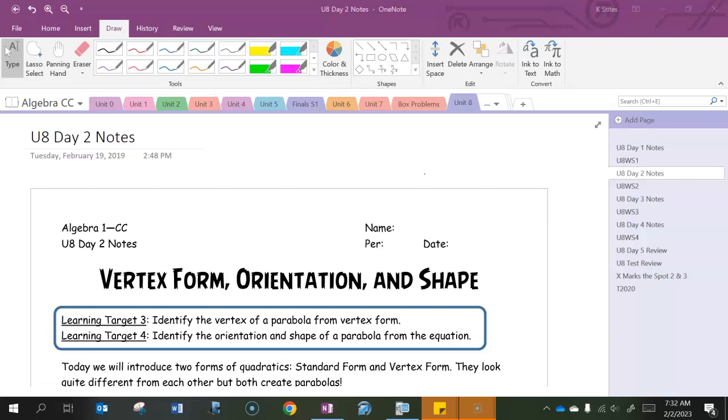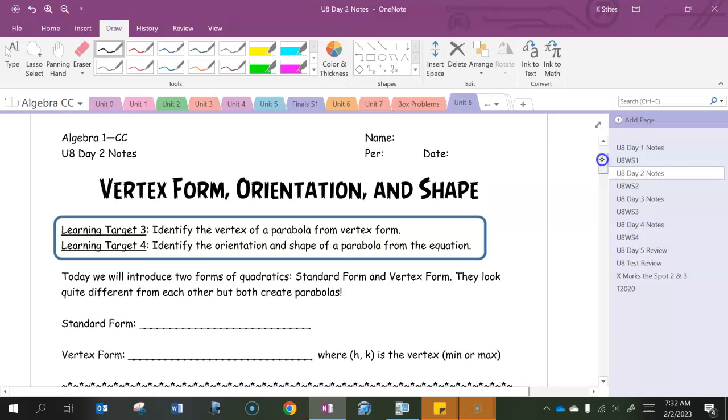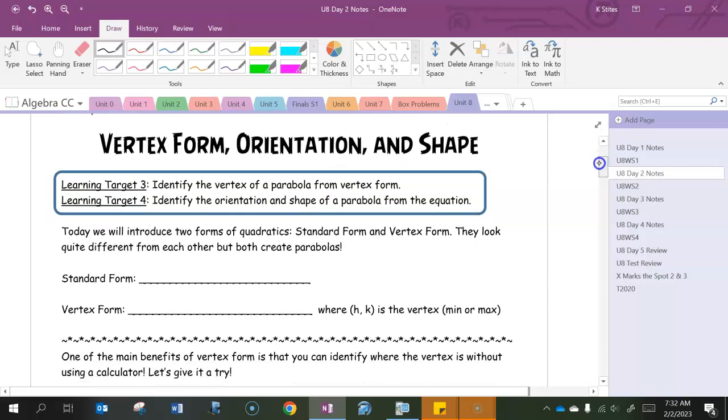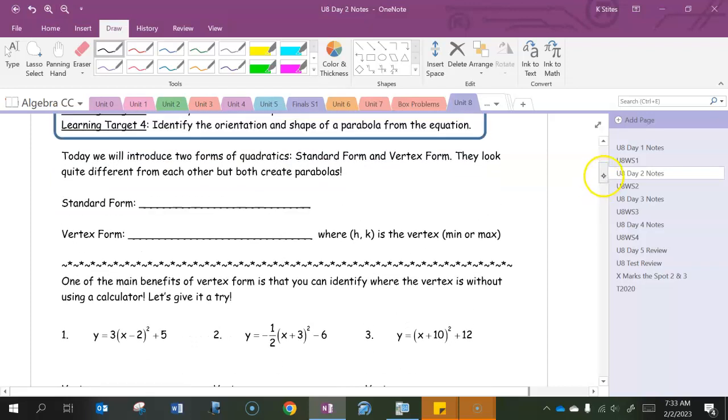Hello, Algebra 1. Today we're going to be talking about vertex form, orientation, and shape, which basically is just going to give us a better understanding of the different forms of quadratics and the way that they look. So we're going to have two main forms of quadratics that we are going to talk about, standard form and vertex form. Standard form looks like this.